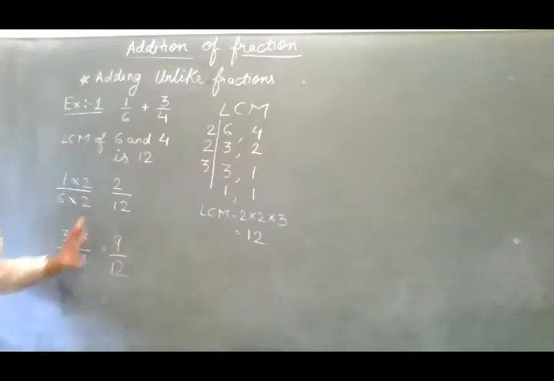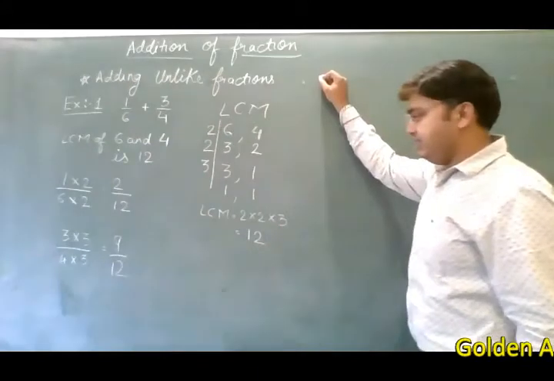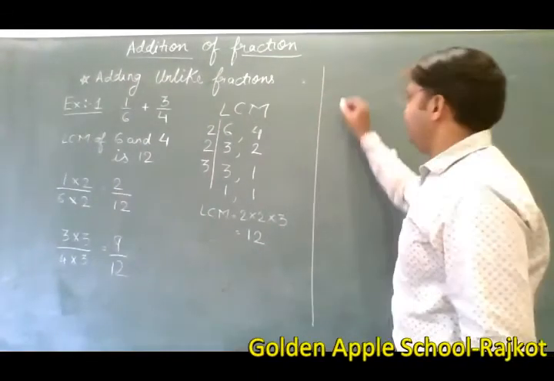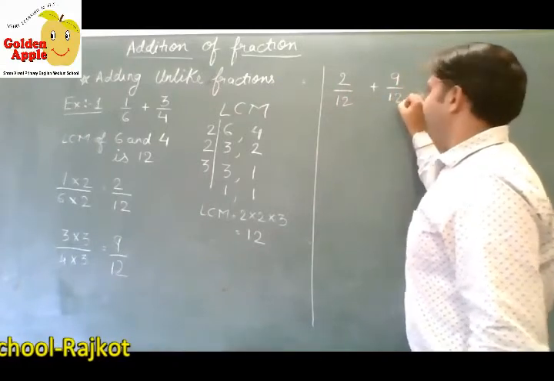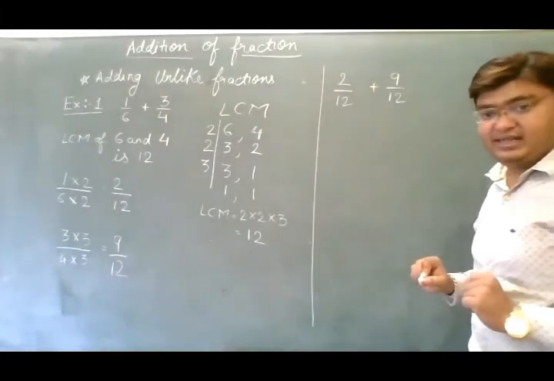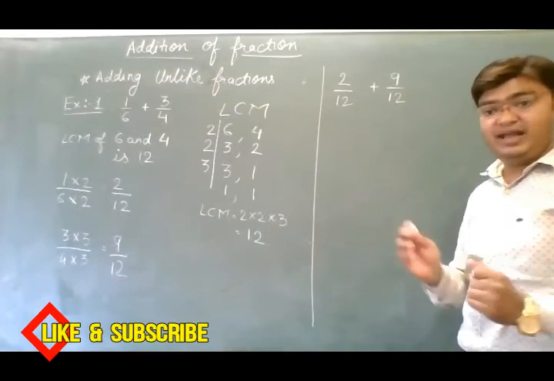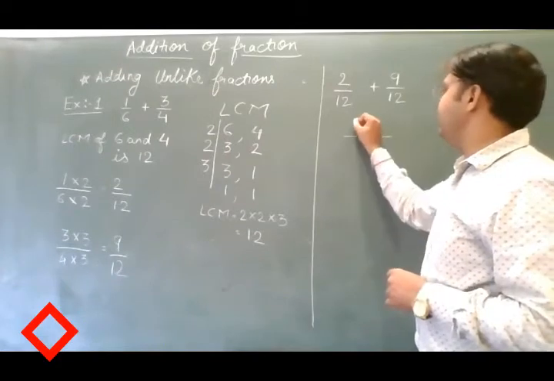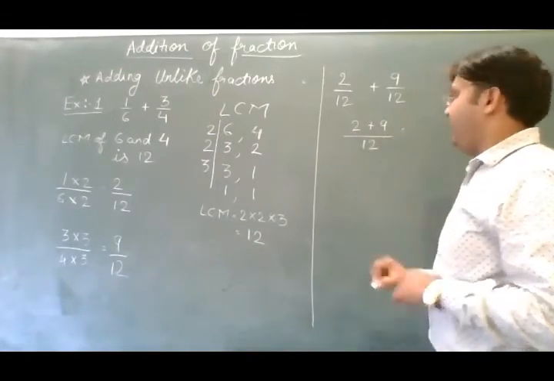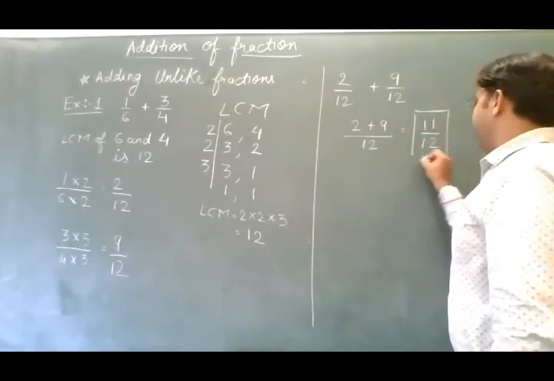So now we write these new fractions and add them. Here you can see our result is 2 upon 12 plus 9 upon 12. After writing the new fractions, we add them. The denominators are the same, so now they have changed into like fractions. We write the denominator one time and the numerators as they are, that is 2 plus 9. Now 9 plus 2 is 11. 11 upon 12. So this is the final answer.